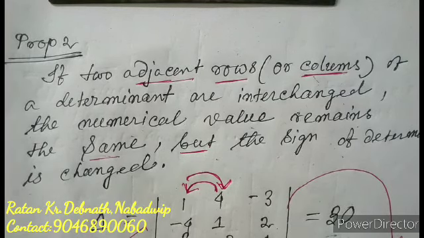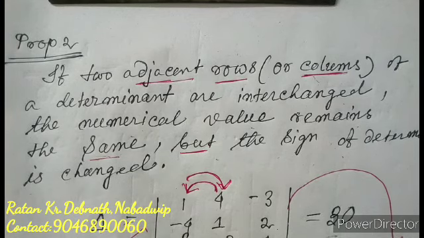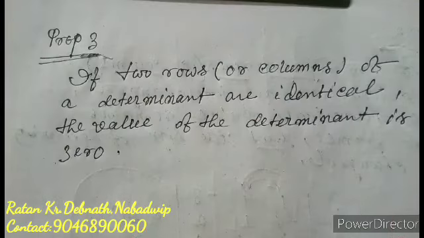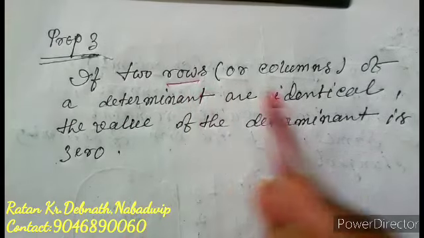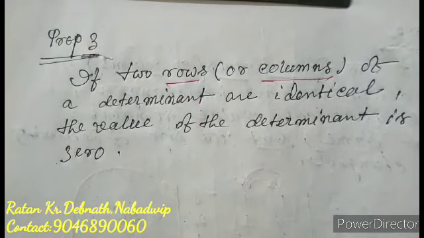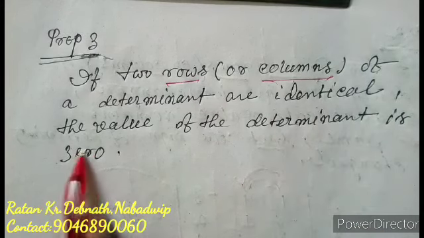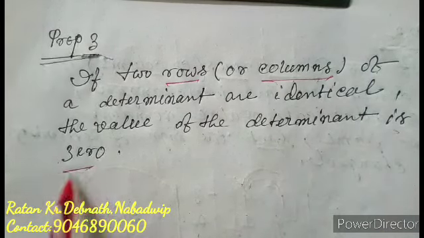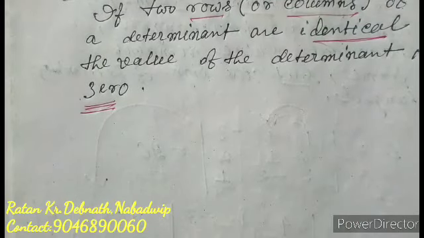I think you understood this property very well. Now memorize this property for solving the problems. You are watching on the screen the third property of determinant, which is also a very important and useful property. If two rows or columns of a determinant are identical, the value of the determinant is 0. What does it mean?